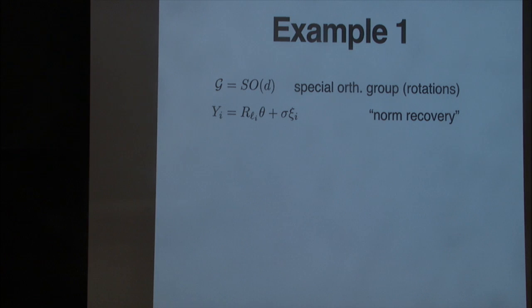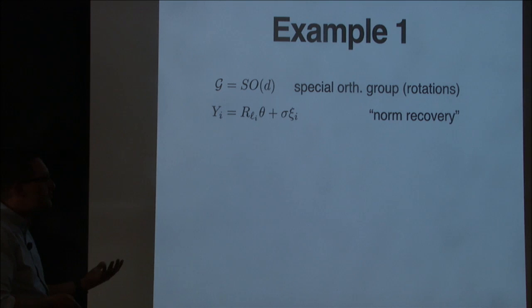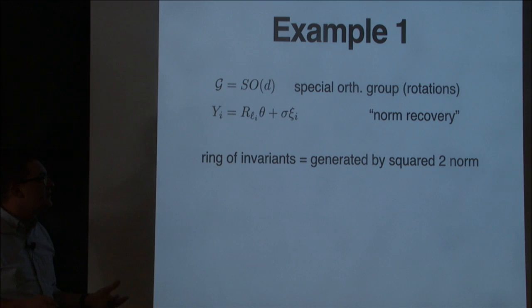If I give you a bunch of vectors, theta, which are just rotations of this one, you just estimate the norm per coordinate, and it's not going to cost you much. You still have to go to degree two. It's not going to be a basic average. And so here, of course, the ring of invariants is generated by the squared two-norm. That tells you the rate that you would expect, which is sigma squared over root n.